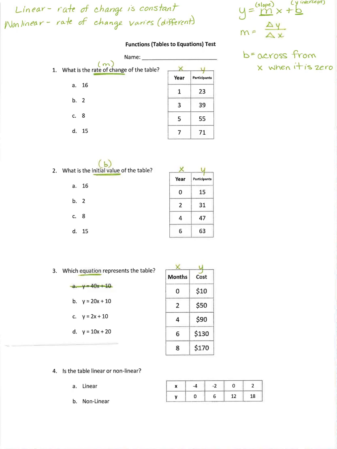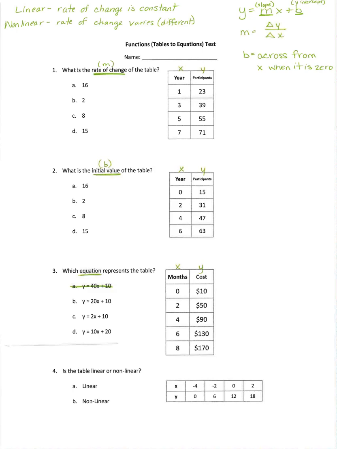Y equals mx plus b, where m is the slope and b is the y-intercept. M equals the change in y over the change in x. B equals y across from x when it is 0.